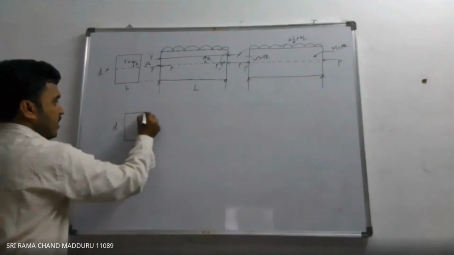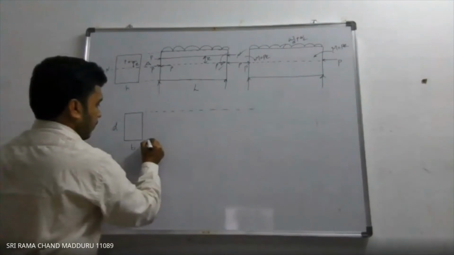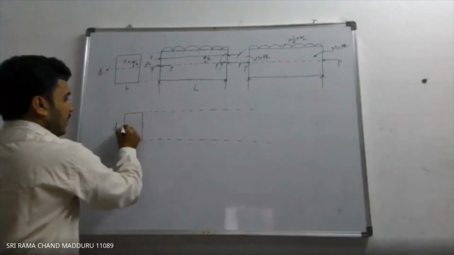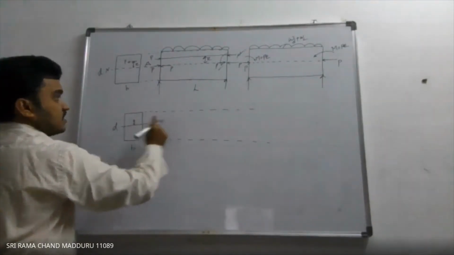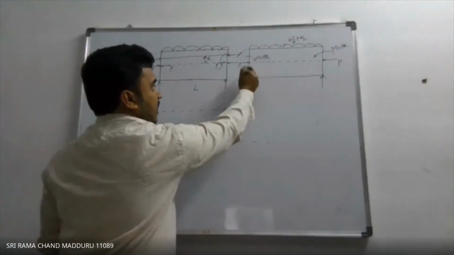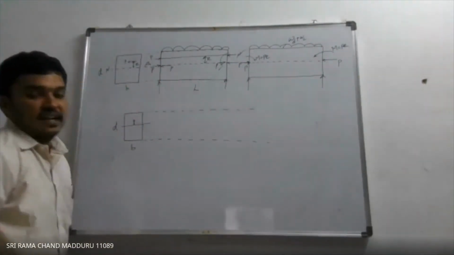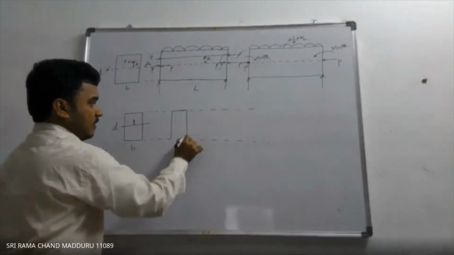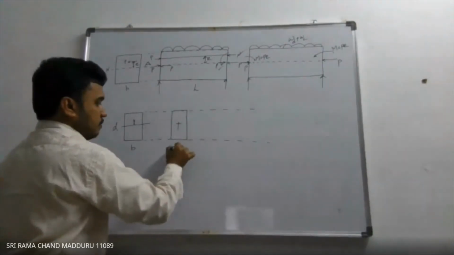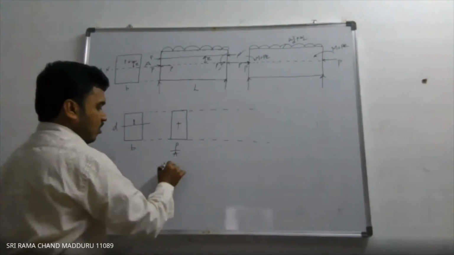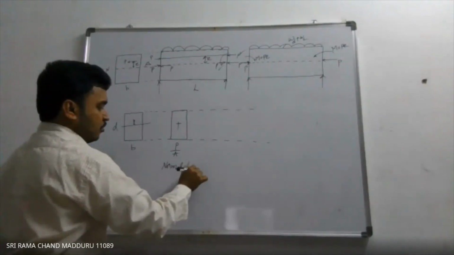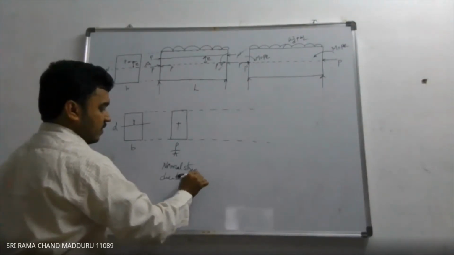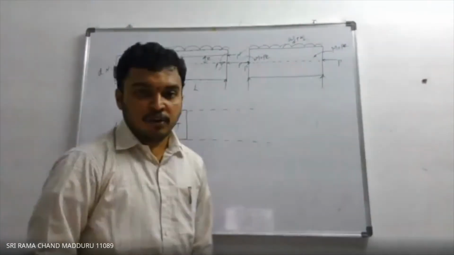Now, due to the application of the pre-stressing force above the neutral axis, first of all observe this beam. A pre-stressing force is acting at the neutral axis, so you will get normal stress. That normal stress is P by A. So we call it normal stress due to pre-stressing.